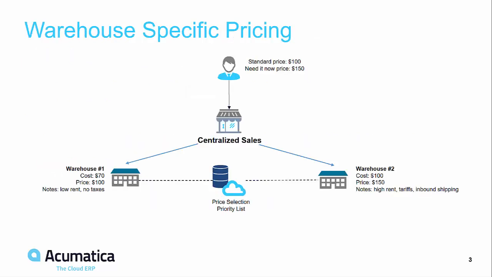Many distributors know that the costs of storing items can be different in various warehouses. Those costs can vary because of the transportation costs to get the item to the warehouse, or possibly warehouse space could be more expensive near a big city. With Acumatica 2017 R2, you can now configure warehouse-specific pricing that accurately reflects those costs.